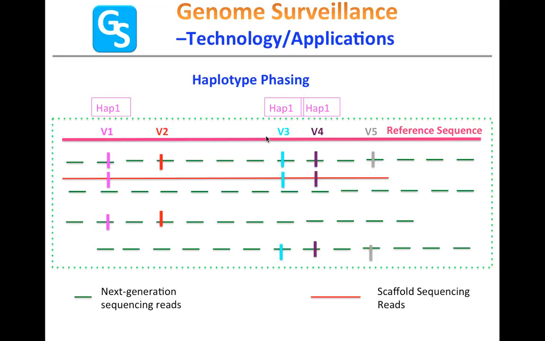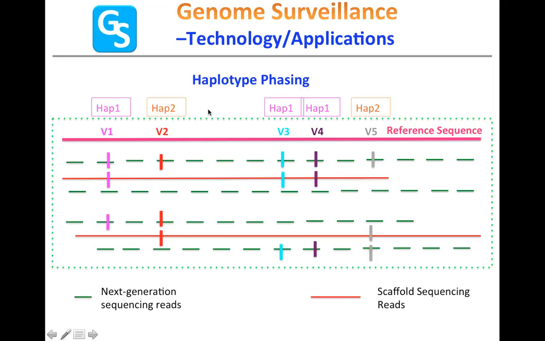With scaffold sequencing, you can directly align these genomic variants to the long scaffold sequencing read to phase them out. For example, genomic variants 1, 3, and 4 can be aligned to the same long scaffold sequencing read, suggesting they belong to the same haplotype. Variants 2 and 5 can be aligned to the other long scaffold sequencing read, suggesting they belong to the other haplotype.